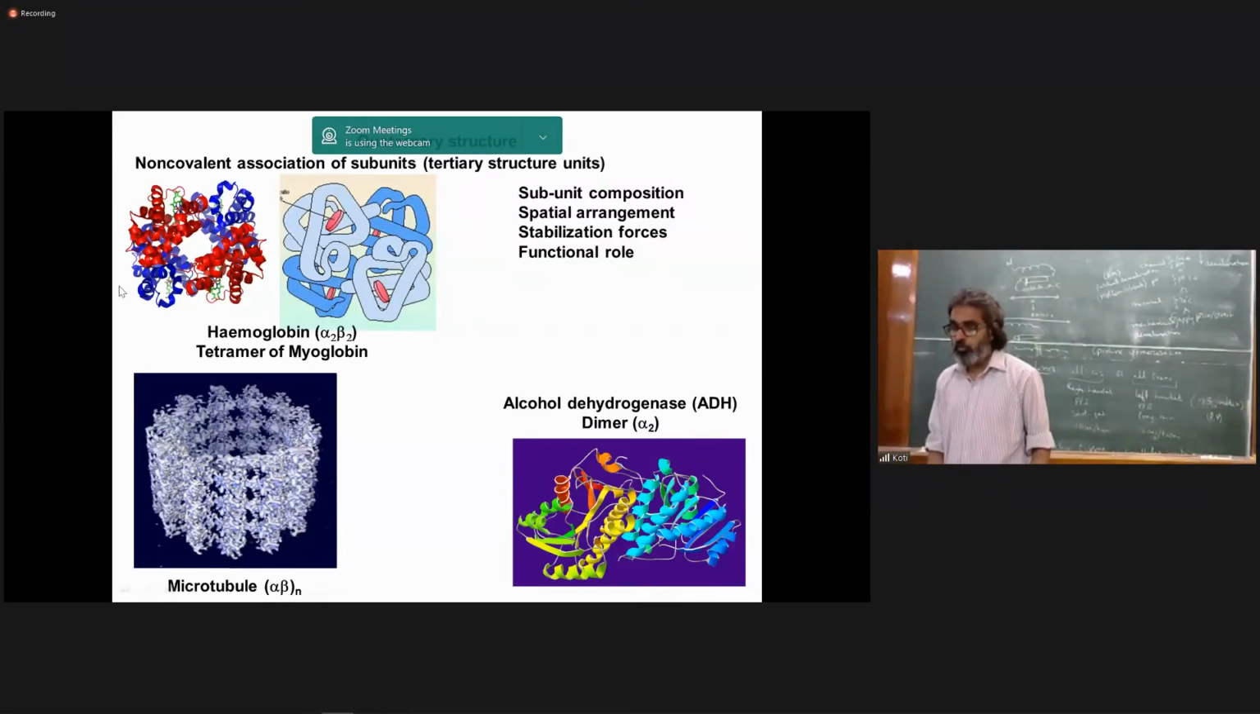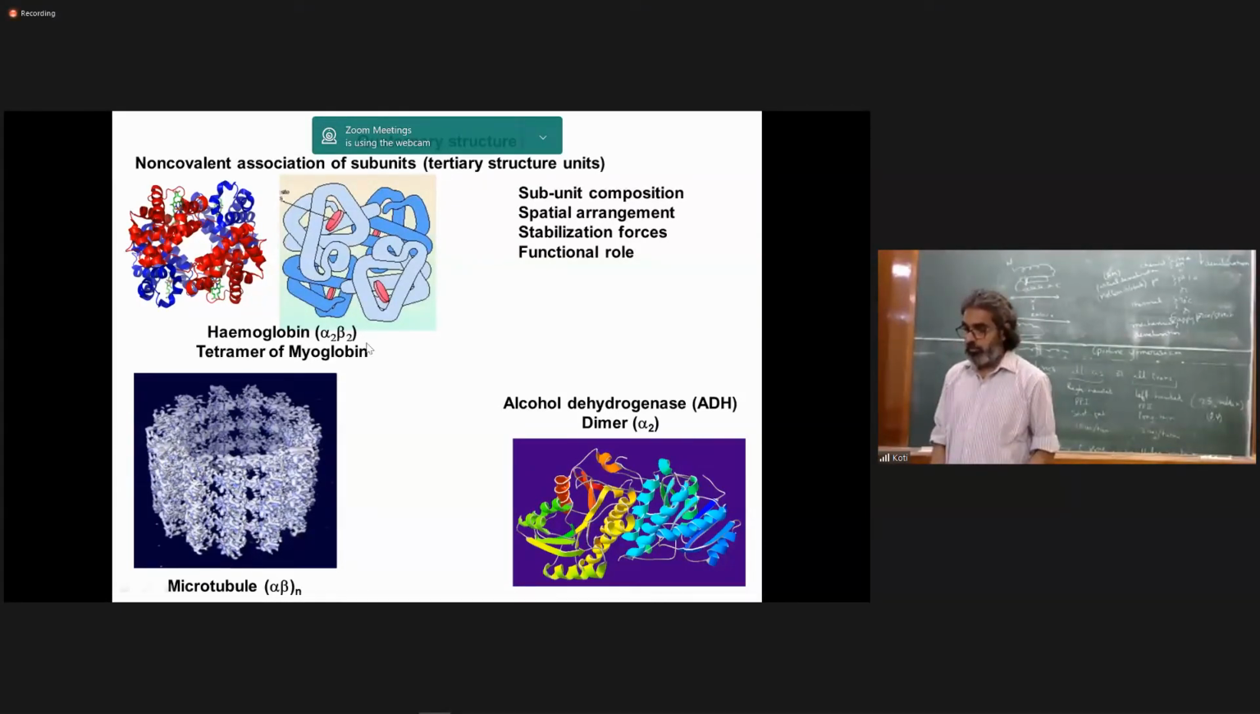In hemoglobin, 4 myoglobin units come together and are arranged in a certain orientation, giving rise to what's called hemoglobin. So there are 2 alpha type myoglobins and 2 beta type myoglobins that come together and form a tetramer, the myoglobin called hemoglobin. This is very important for the function of hemoglobin. Hemoglobin will not be functional unless all 4 units come together. Three units might not even form a structure, 2 might not even form, but all 4 together give rise to a functional protein, and these individual molecules are called subunits.